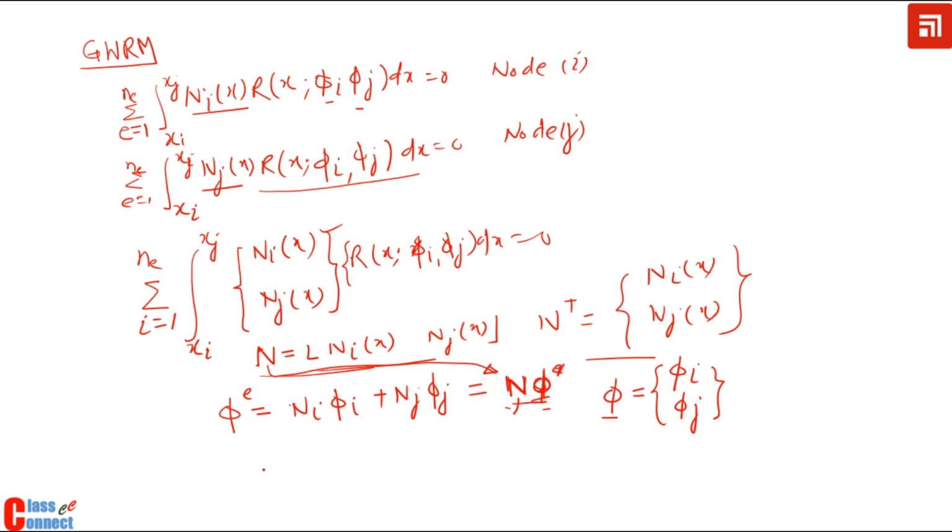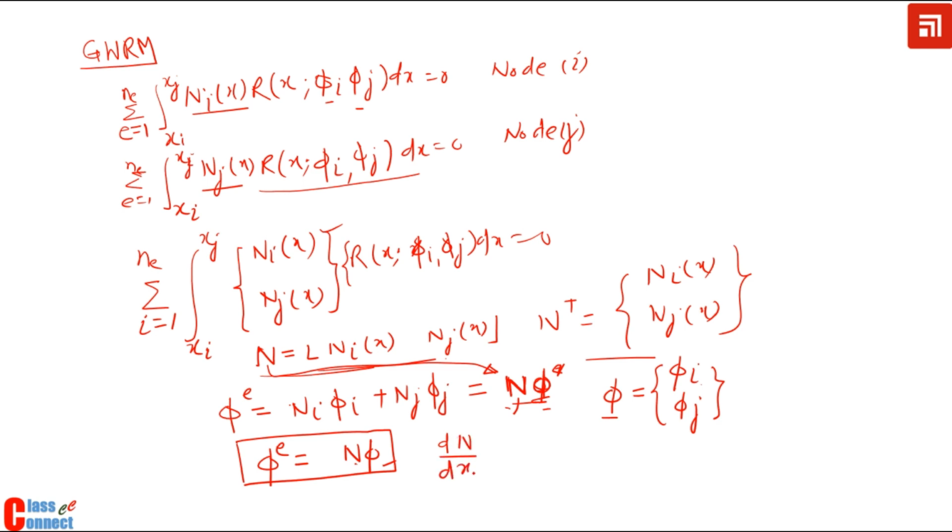If we do not write this, then we can write phi e is equal to N phi. So we will be using this to represent phi e, where N is nothing but the row vector of the shape functions and phi is the column vector of nodal variables. And we will also be needing the differentiation of these shape functions.